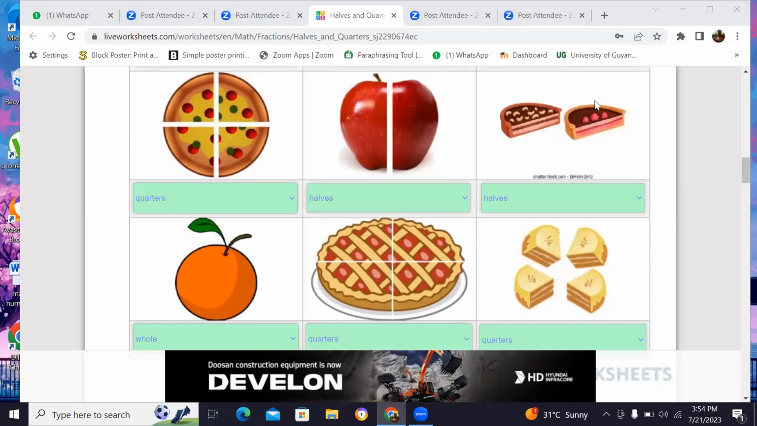Good job. So group 1, group 2, and group 3, you guys have displayed that you understand the concept of fraction. Show me by clapping. You can just clap. Good job. So before we end our lesson, we're just going to recap what we have learned.